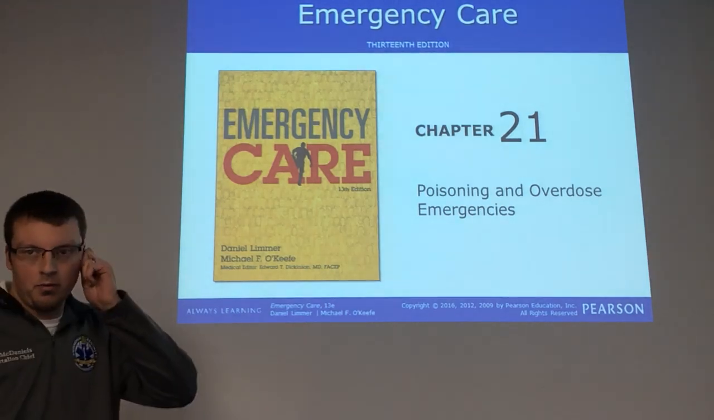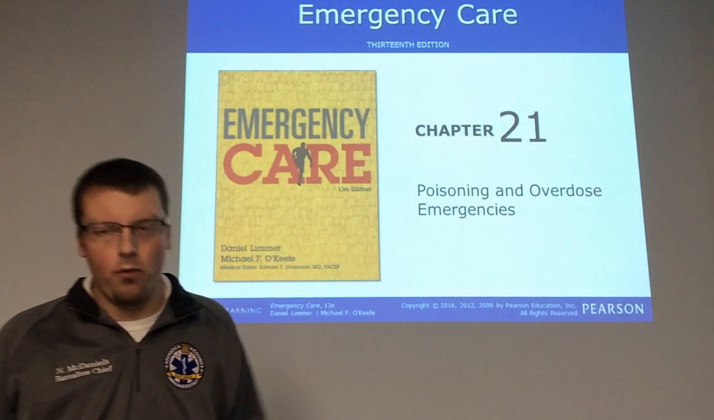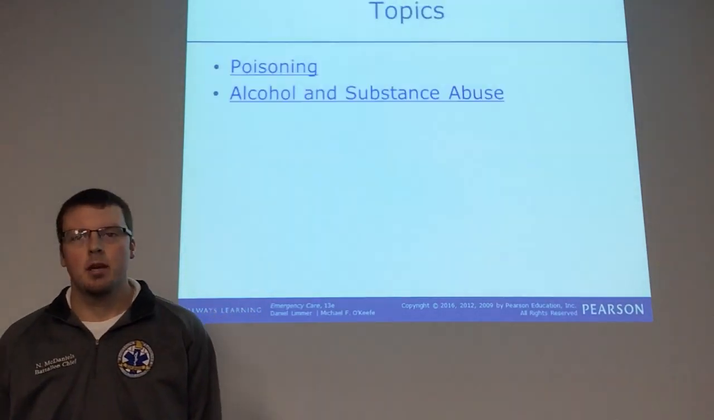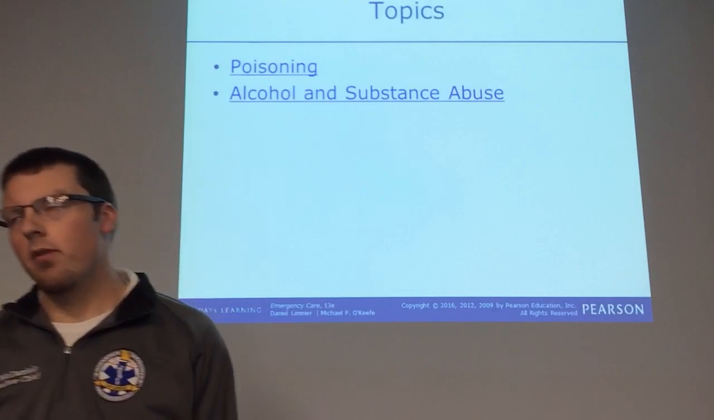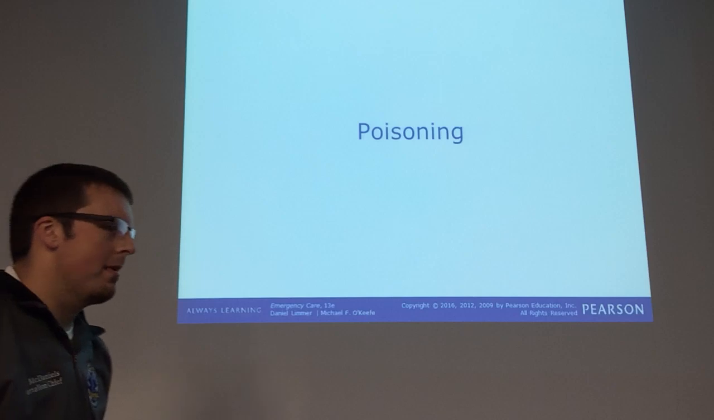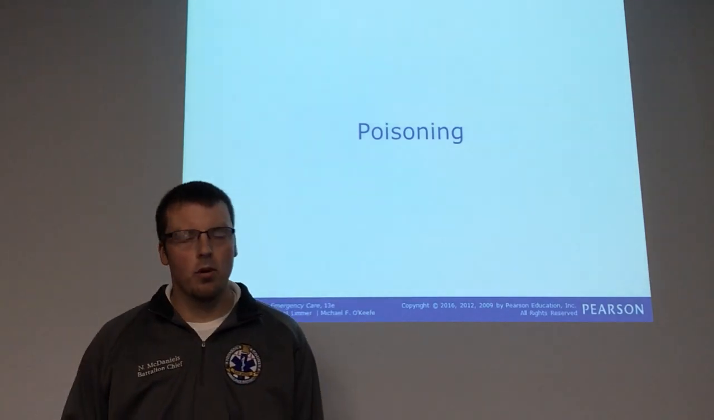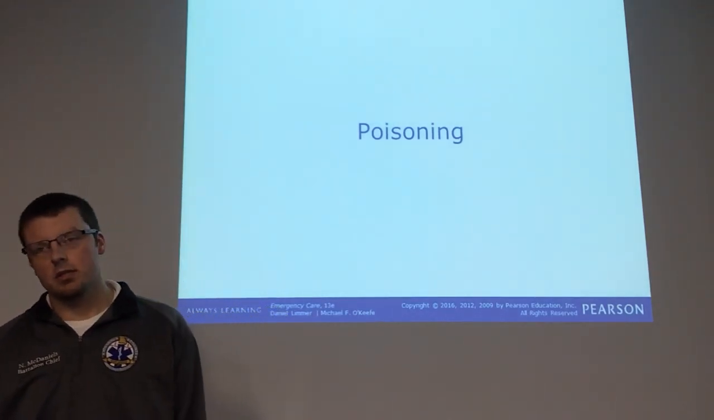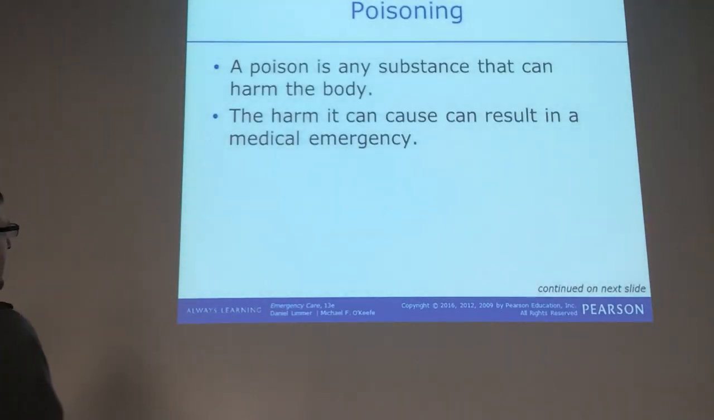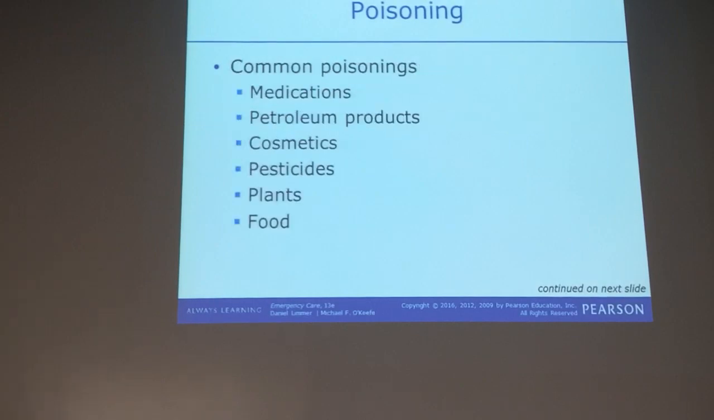All right, chapter 21, we're going to be talking about poisoning and overdose emergencies. We'll run through some of that and get you an idea of what kind of overdoses you might be dealing with and how to treat those, and what kind of poisonings we might be dealing with, whether it's kids or elderly or just any population we could hit on. So, poison is any substance that can harm the body. The harm it can cause can result in a medical emergency.